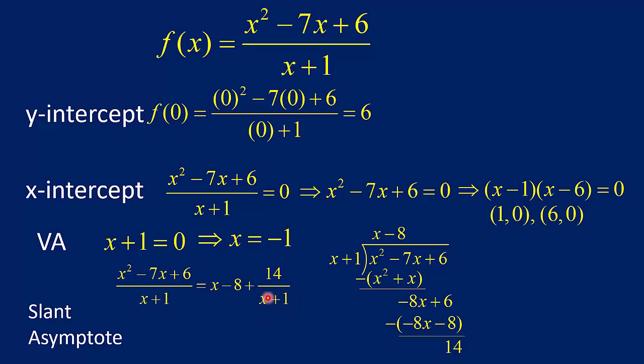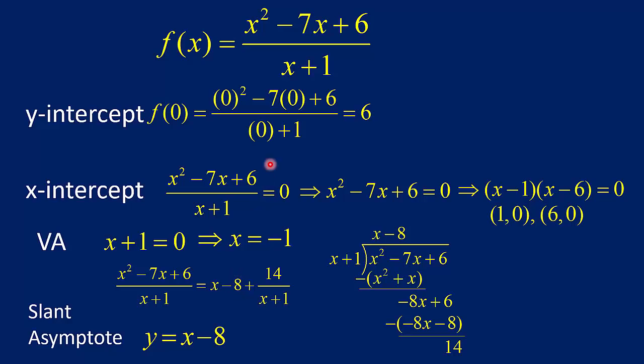Well, x is getting larger and larger, and that's in the denominator. The numerator is just staying put, 14. It's not growing. So you have a 14 that's constant divided by an ever-increasing denominator. Well, this is just going to go to 0. This whole term here is going to fade away, and what you're going to be left with is y equals x minus 8.